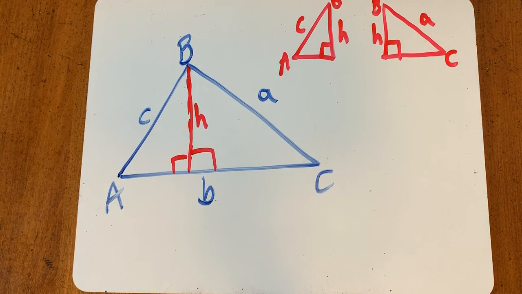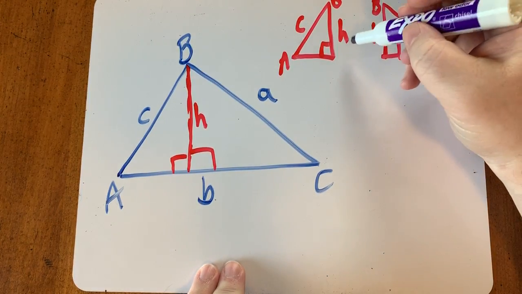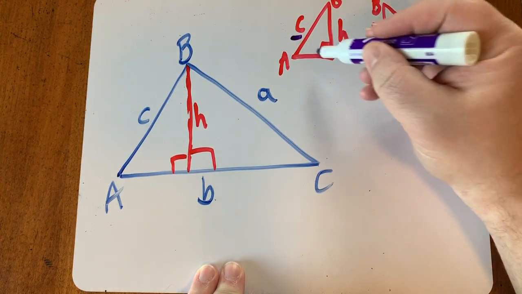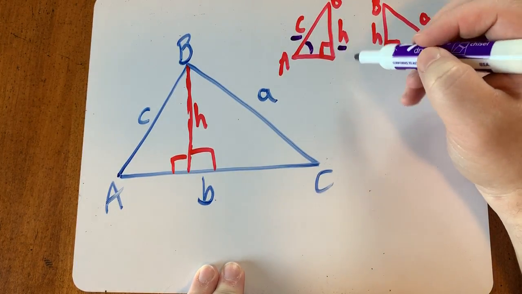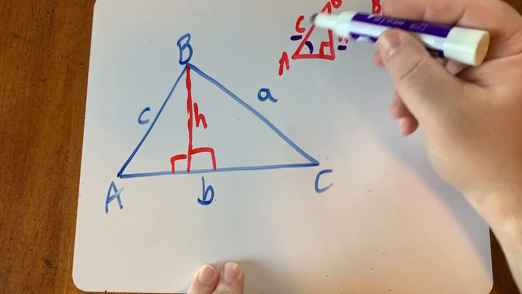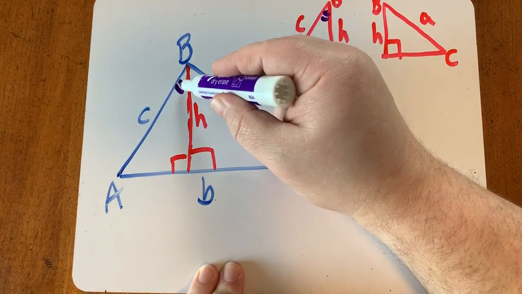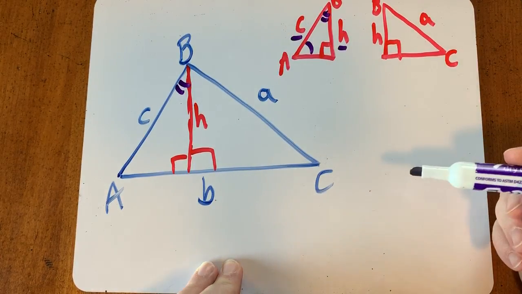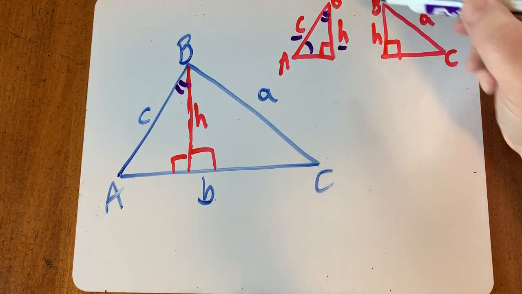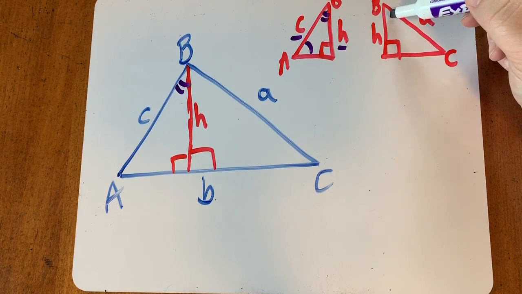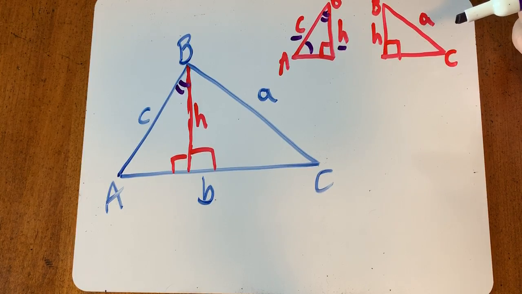But from these two triangles, we have sides H and C, and we have angle A. We don't have all of angle B. This is only this part. So that's not all of angle B. So even if we knew what angle B's measure was, we don't know what that is. Same thing with over here. We don't know what that is.